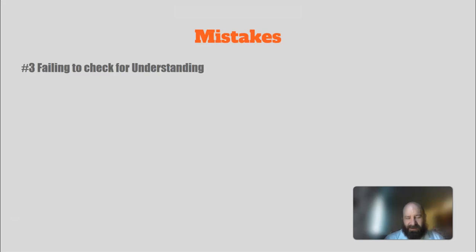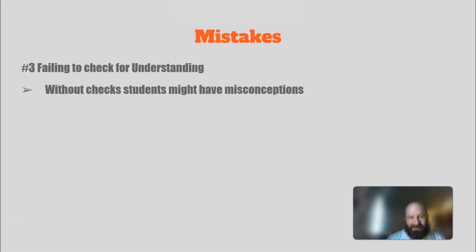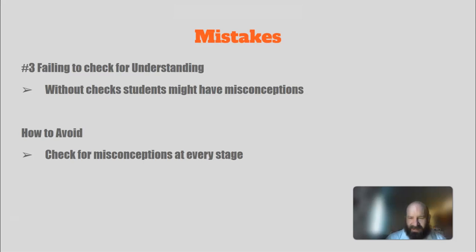Number 3, failure to check for understanding. Without checking, students might have misconceptions, right? And that's bad because now they're learning something the wrong way. So every stage, during the I do, we do, and the you do stage, you should have things built in that will help you see where your students are.